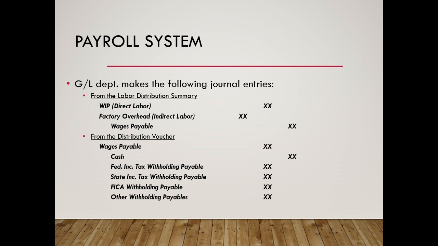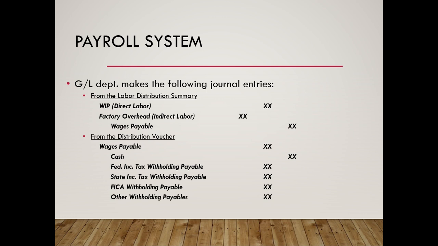Anyways, for the labor distribution summary, Cost Accounting distributed it and forwarded the report to GL. So, this will be the entry. For the work in progress, debit for the direct labor, and also the factory overhead for the indirect labor, debit. Then we credit wages payable, or even accounts payable, whatever title they can use. But usually, it is wages payable or salaries payable.